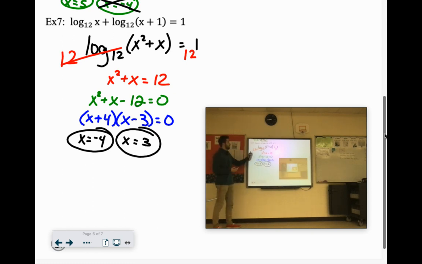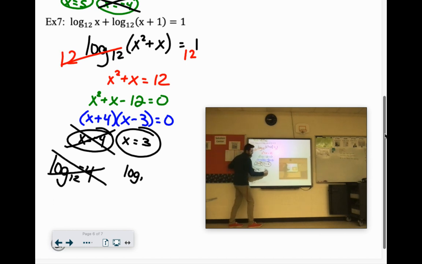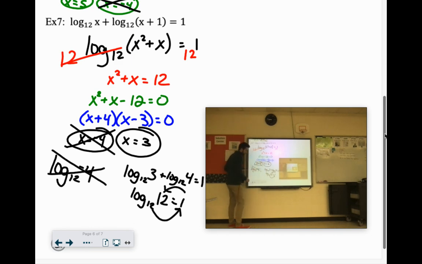Now, if you look at the original problem, they're both positive x's. So our -4 is going to be an extraneous solution, because if you had log 12 to the -4 right there, that is undefined. So you can't do that. So that means that one's out. Now, if we substitute in 3, we have log sub 12, 3 plus log sub 12, 3 plus 1, which is 4, equals 1. Bring them together as multiplication. And 12 to the first power equals 12. So only +3 works on that.